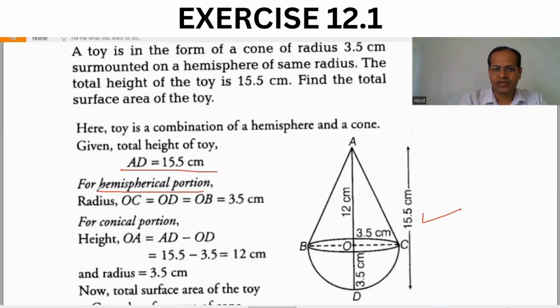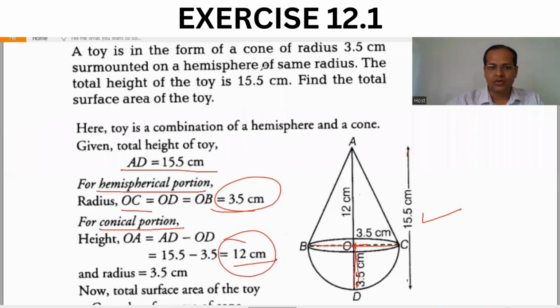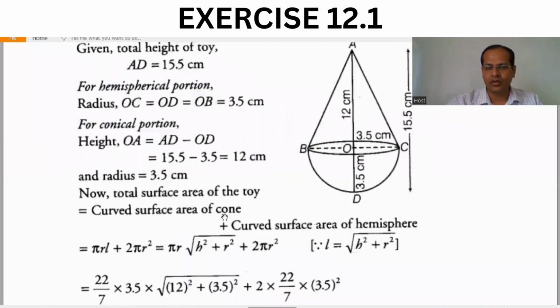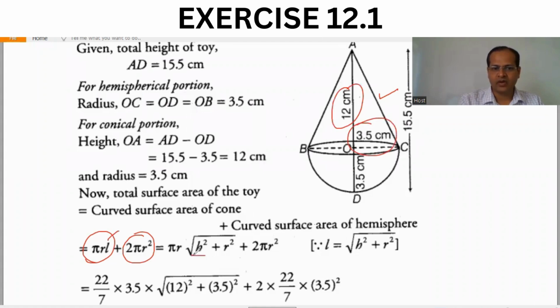For the hemispherical portion, OC equals OD. This part is always equal in the hemisphere and is equal to 3.5 centimeters. Now for the conical portion, OA equals total 15.5 minus 3.5, we will get 12 centimeters as the height. So the total surface area of the toy is the curved surface area of the cone, that is πrl, this is the formula, plus the curved surface area of the hemisphere, that is 2πr². For the l value, this is the square root of h square plus r square.